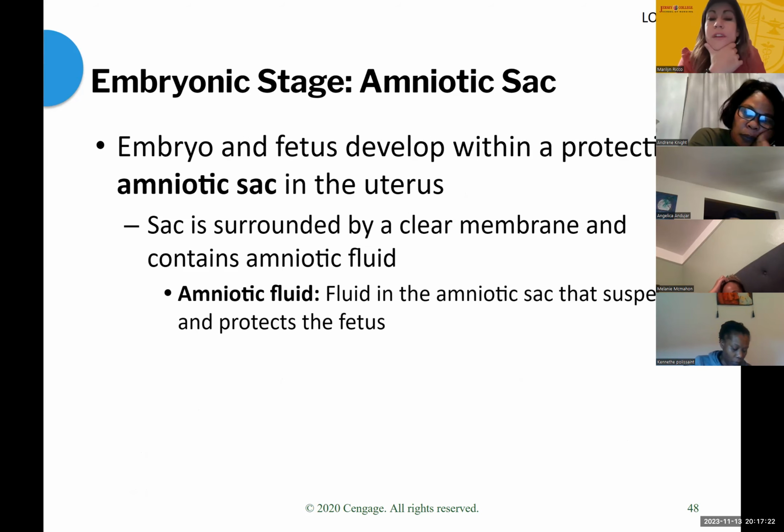The embryo and the fetus develop within a protective amniotic sac inside the uterus. The sac is surrounded by a clear membrane and contains amniotic fluid. That fluid in the amniotic sac suspends and protects the fetus. It keeps the fetus safe.